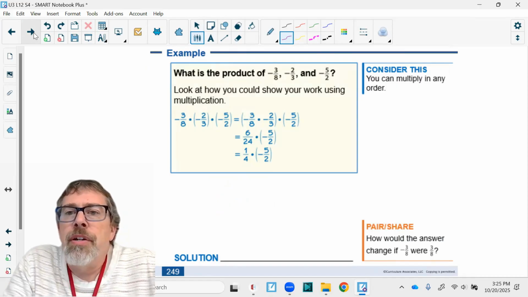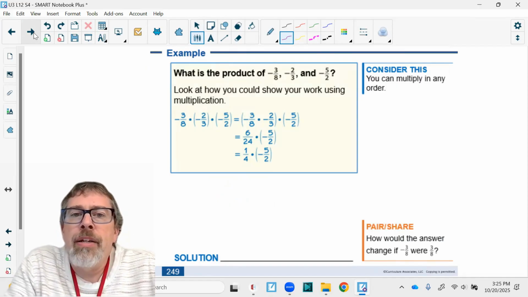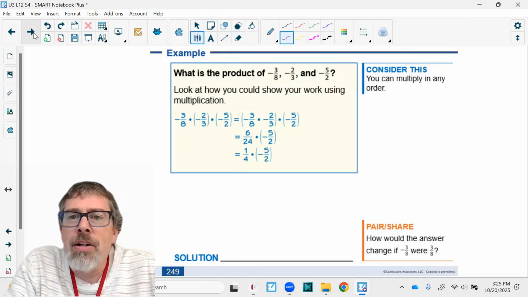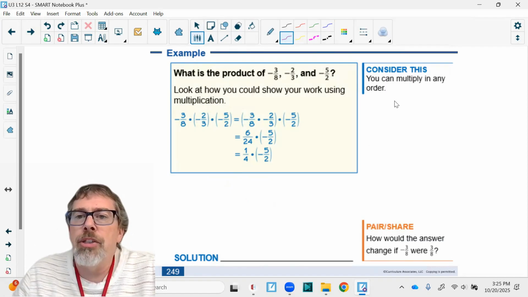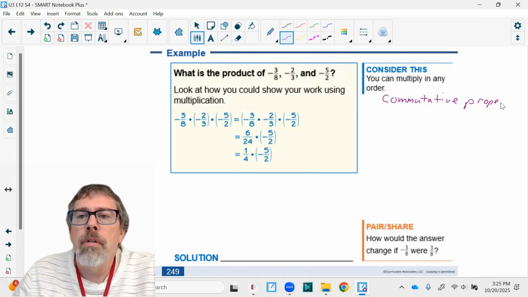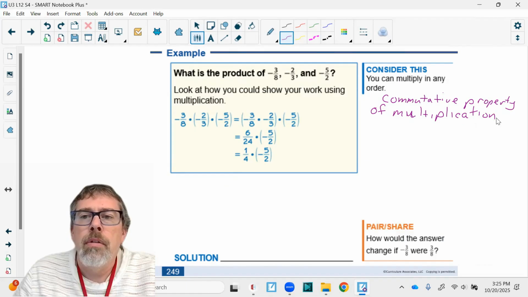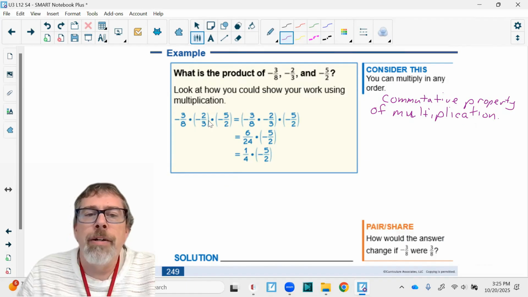Example. Consider this. You can multiply in any order. If it's all multiplication, order doesn't matter. That is called the commutative property of multiplication, and they didn't put that here, so I will. That is the commutative property of multiplication. Okay. That's why order does not matter.